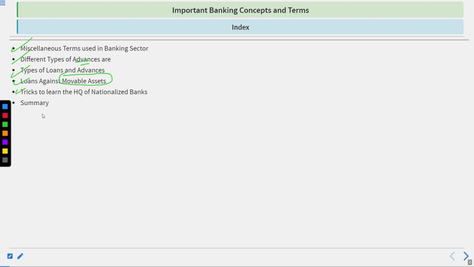Okay, because nationalized banks are those banks which are under the government, and many times they remain in the news. Because of this, the headquarters are generally part of both static and current affairs. For example, suppose we are talking about the Punjab National Bank. Punjab National Bank is in the news recently. So what could happen is that a question could be asked like, where is the Punjab National Bank's headquarters? So you can say the headquarters are important because they could easily be asked in the examination.